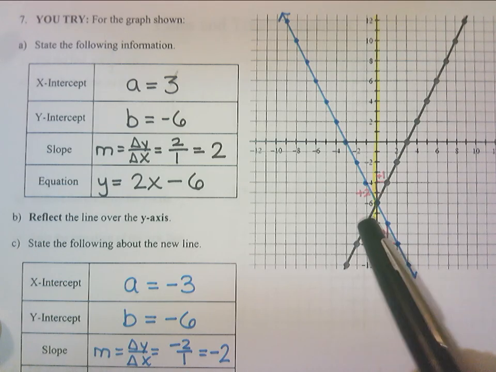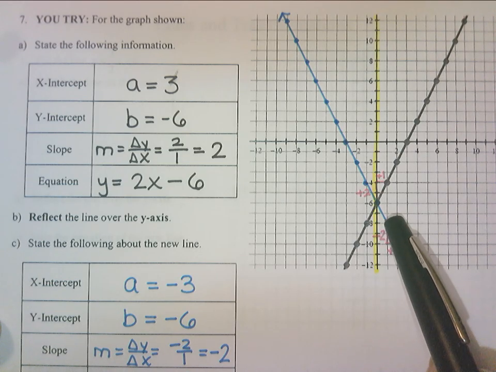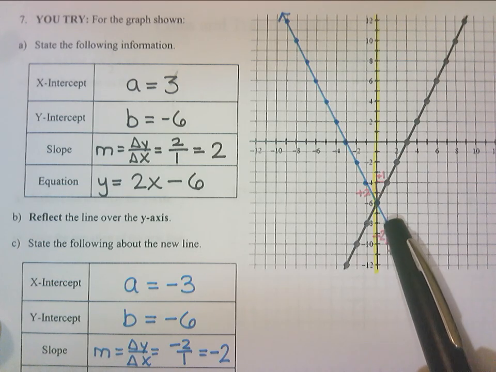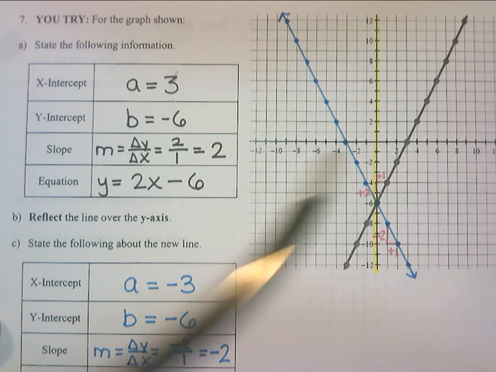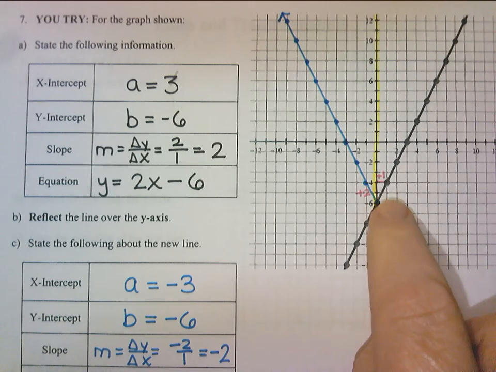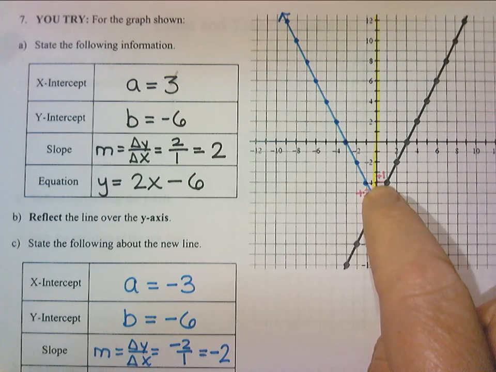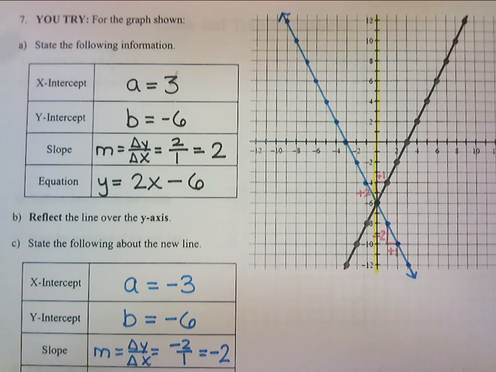I was 1 square to the left. So I moved it 1 square to the right. We're basically just flipping the points across to the other side of the line. So I just counted how far away from the y-axis it was, and then I matched it on the other side. And this is my line.